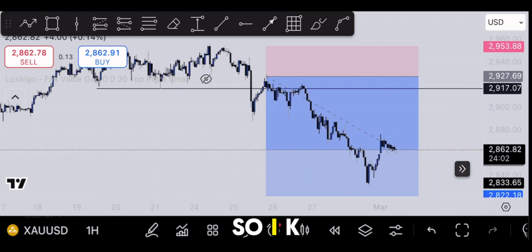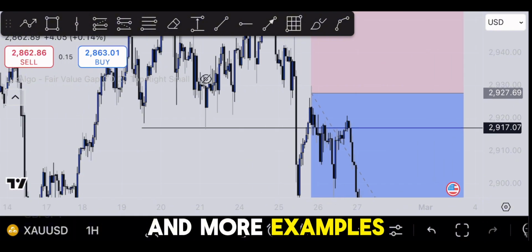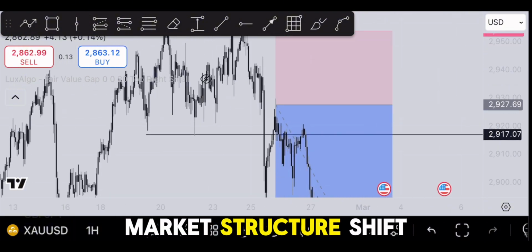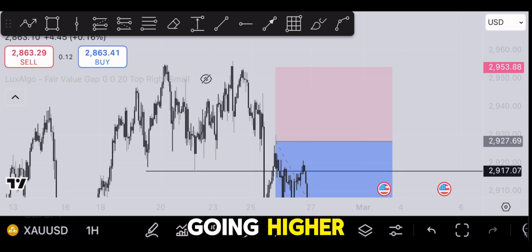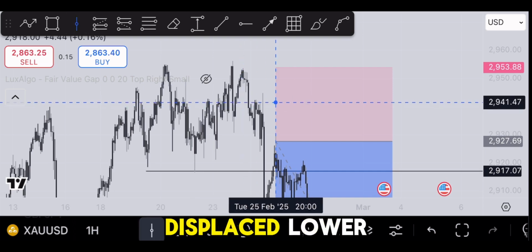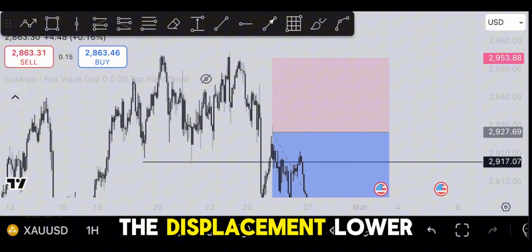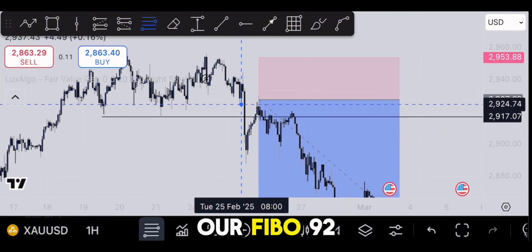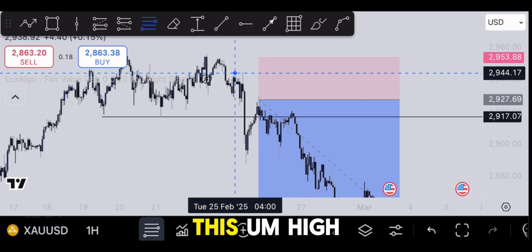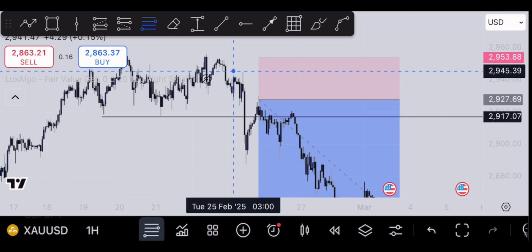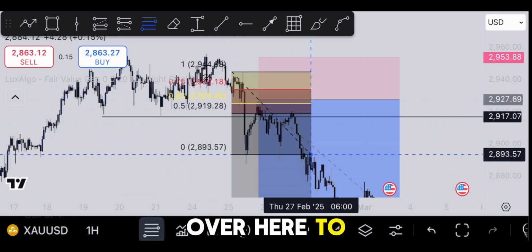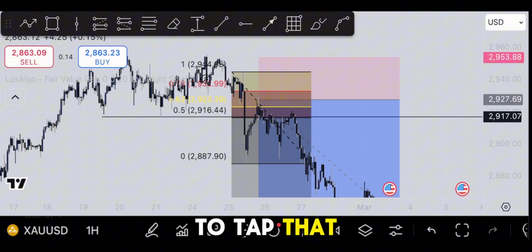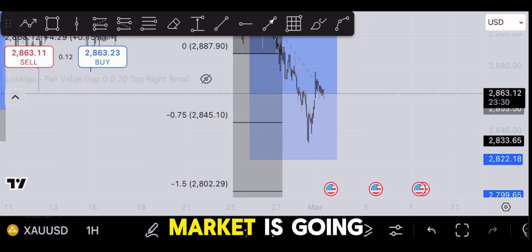So I could give you guys more and more examples on how this works. So if you check this out again, this is a market structure shift. The market was going higher, but at a certain point, we displaced lower, and with the displacement lower, we left a fair value gap behind. And if we take our Fibonacci again, we draw from this high that we made over here to this low. You can see how the market actually came back to tap that yellow zone again, and now the market is going lower.